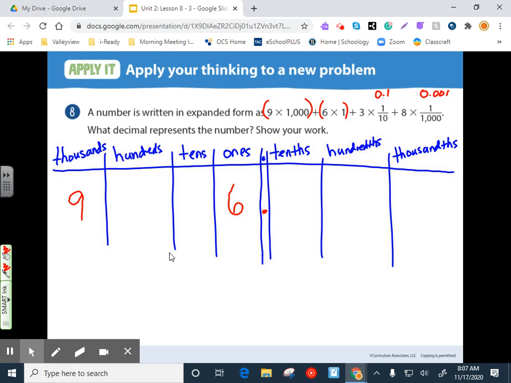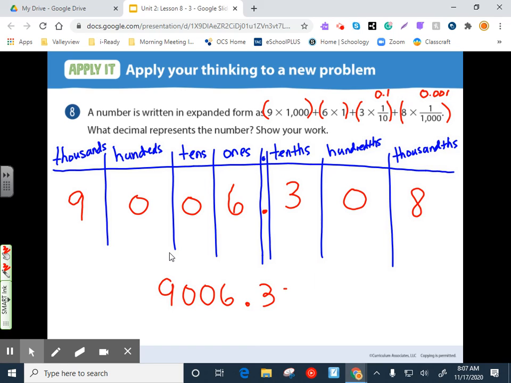Drop down a decimal point. 3 times a tenth. So that 3 goes in the tenths column. And the 8 goes in the thousandths. And there we go. And we've got 3 gaps here because in our expanded form, we didn't have any decimals that were being multiplied by that place value. So we assume those are zeros. And our final number is 9,006 and 308 thousandths, just like that.